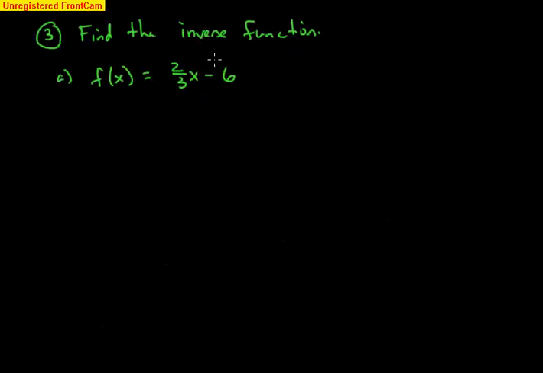Okay, so now we'll do a couple inverse function problems. Find the inverse function. And we'll start here with A. A says f of x equals 2/3 x minus 6. Well, we have to remember how to do these inverse functions. So it's a two-step process. First, I don't want f of x, I want y. And then I want to take x and y and swap them. I want them to change places. So now it's not going to say y equals. It's now going to say x equals 2/3 y minus 6.